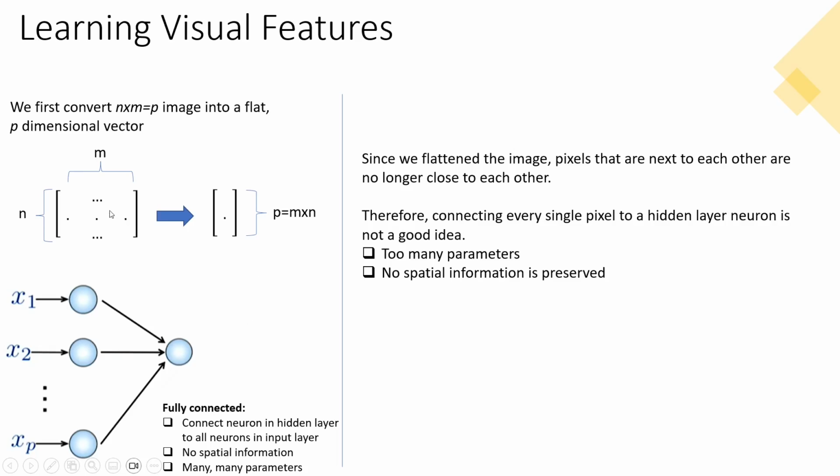What do I mean by that? If you had a two-dimensional array or two-dimensional matrix, the neighborhood information is kept there, right? For example, if you have one pixel here that's neighbor to another pixel, the relationship between this pixel and this pixel is lost if you convert this two-dimensional array into a one-dimensional array. So we don't want that. We would like to preserve the spatial information. That's one thing.